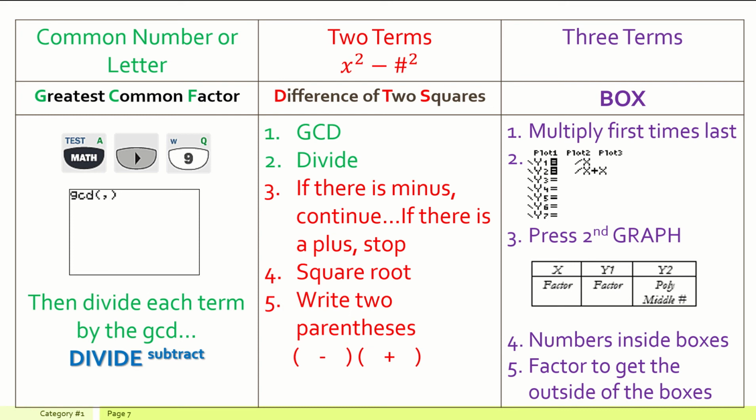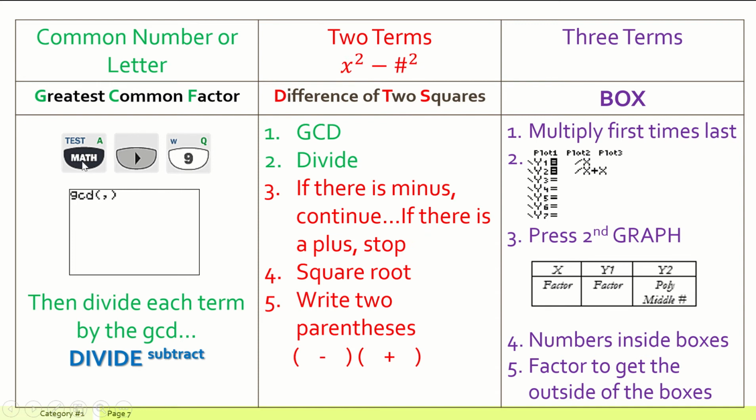Algebra 1 EOC STAAR Review, Category 1, Factoring and Dividing Polynomials on page 7. Here you see a quick reference you can refer back to as far as how we factor from what we're given. So remember that we can find GCFs. That's always our first step. We always look for a GCF first.